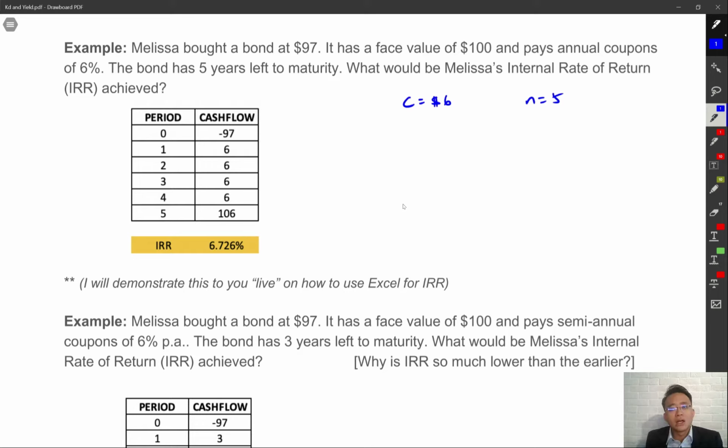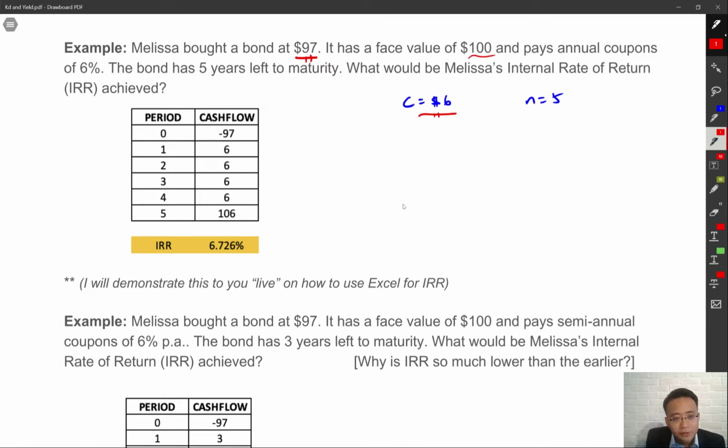IRR. So, Melissa pays $97 for the bond. You can think of that as the investment. So, Melissa has invested $97. What does she get back in return? Every year, she will get a coupon of $6. And not to forget, at the end of 5 years, you will get back not only $6 as the 5th year coupon, but you would also get back the face value of 100.